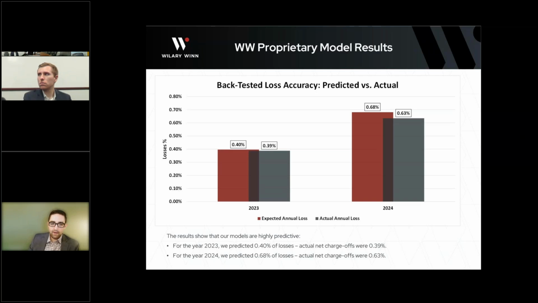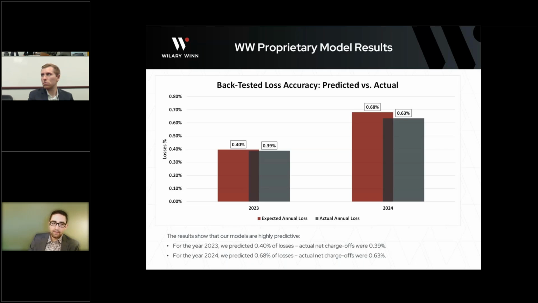Our discounted cash flow models are consistently showing a high level of predictive accuracy, and I have a couple examples of that. In 2023, across our entire client base, our model projected net charge-offs of 40 basis points, and the actual observed loss rates that came in during that time period were 39 basis points, so basically spot on. And then in 2024, the model forecasted losses were 68 basis points, and the actual charge-offs came in at 63 basis points. Again, showing really close alignment between what we modeled and what actually happened.